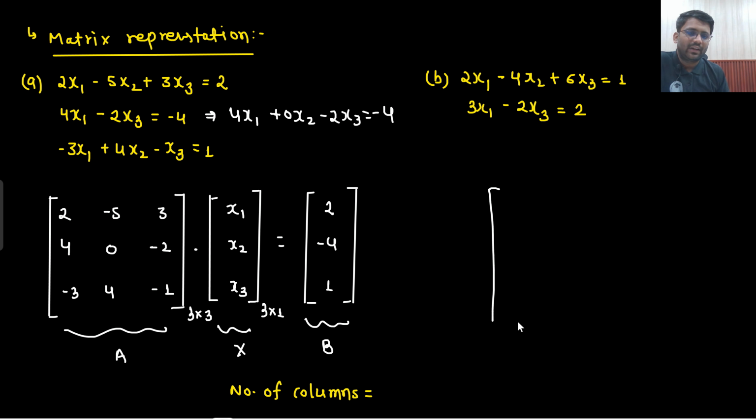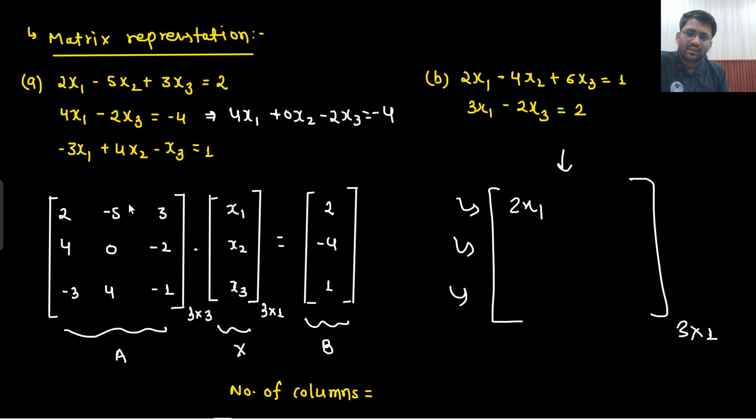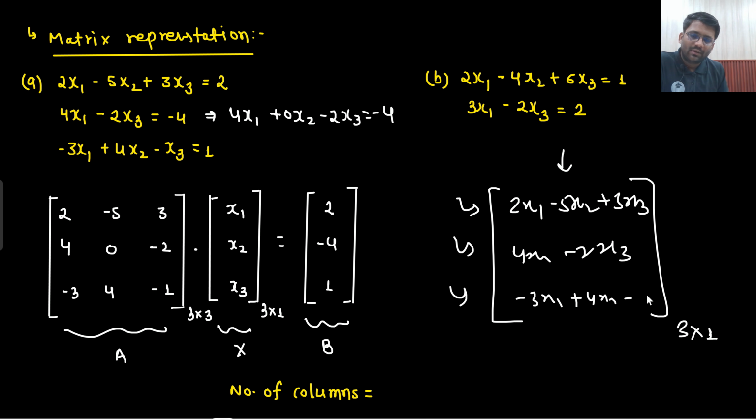If you do the multiplication of A and X, what will you get? So what will be the order? 3 cross 3 multiplied with 3 cross 1. The order will be 3 cross 1. That means 3 rows and 1 column. So what you will get: 2 multiplied with x1, 2x1, minus 5 multiplied with x2, minus 5x2, 3 multiplied with x3, plus 3x3. Then 4x1, 0 multiplied with x2 will be 0, minus 2x3. Then minus 3x1, 4x2, minus x3.